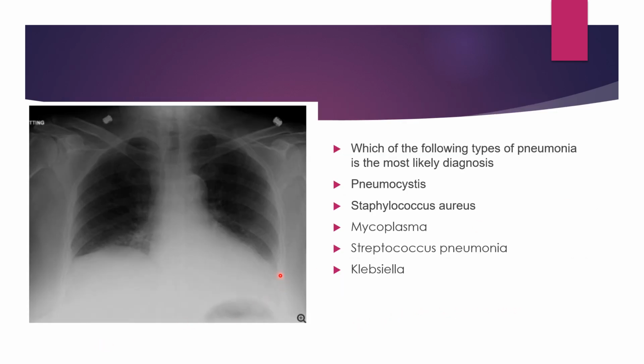So this is the left lower lobe consolidation where the diaphragmatic outline is not preserved. The diaphragmatic outline of the left hemidiaphragm is lost. So this is the left lower lobe consolidation. Which of the following types of pneumonia is most likely the diagnosis? So they have given pneumocystis, Staphylococcus aureus, Mycoplasma, Streptococcus pneumonia, and Klebsiella. So I will tell you individually how to diagnose these organisms.